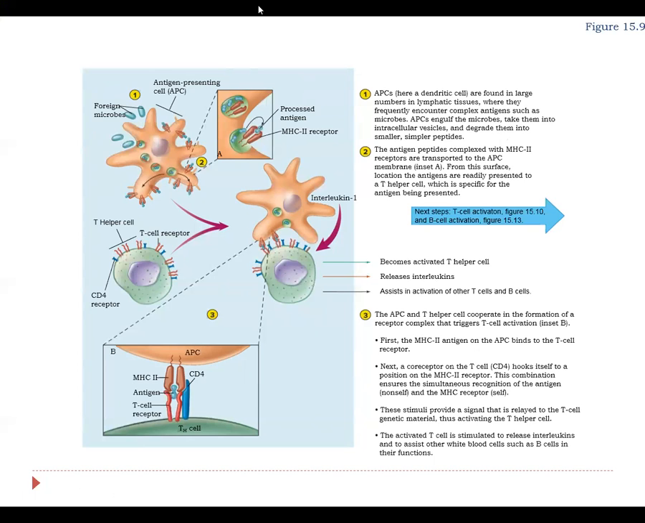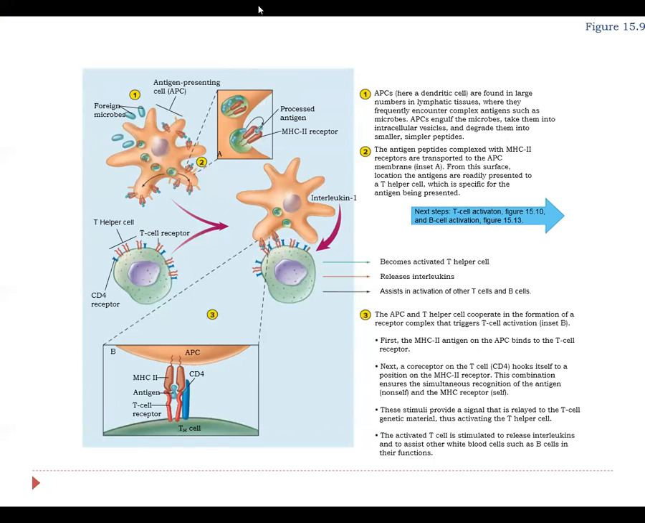MHC2 is displaying the antigenic determinant to the T helper cell. The T cell receptor is receiving the message of the antigenic determinant or epitope. It is confirming that antigen as non-self. At the same time, you can see CD4 has a physical connection to MHC2. What is happening here is CD4 is communicating with MHC2, and it is confirming self as well as non-self.